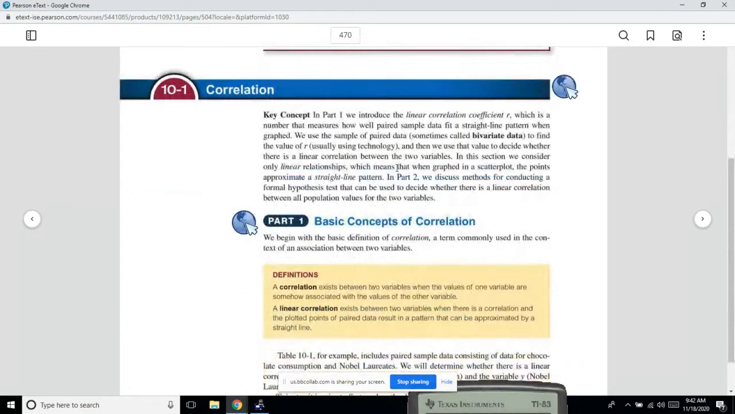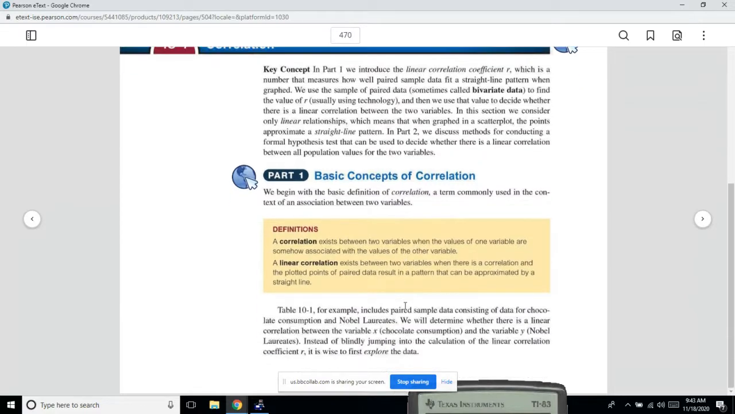So for chapter 10, we're going to talk about correlation. In using the book, I'm just going to pull out some definitions, terms, and concepts to get us started before we actually use a calculator. A correlation exists between two variables when one variable is somehow associated with the other variable. That doesn't necessarily mean that one causes the other. It just shows that they're somehow associated.